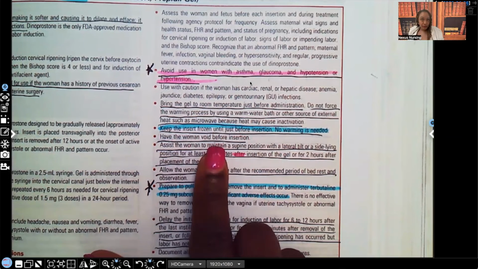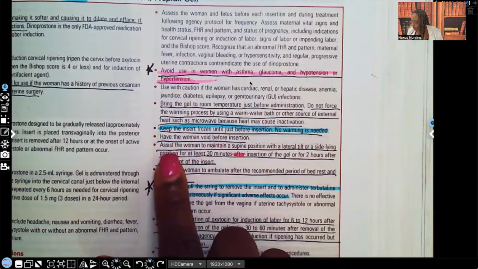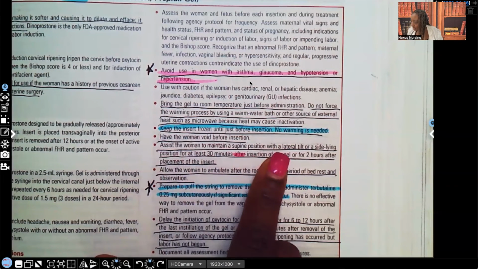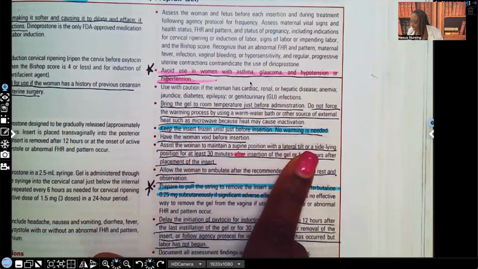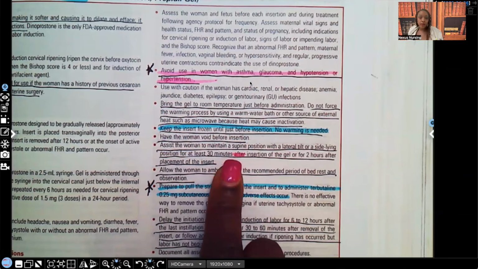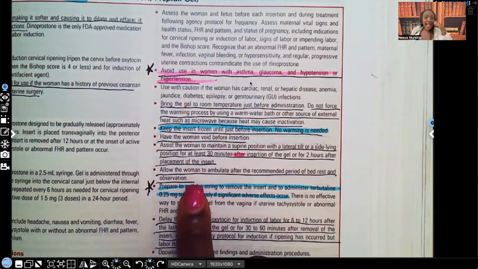Have the woman void before insertion. We don't want a full bladder. You're going to assist the woman to maintain a supine position, again, with a lateral tilt or side lying, and stay in that position for at least 30 minutes after insertion of the gel, or for 2 hours after placement of the insert. Allow her to ambulate after the recommended period of bed rest and observation. This is important. You need to know this.